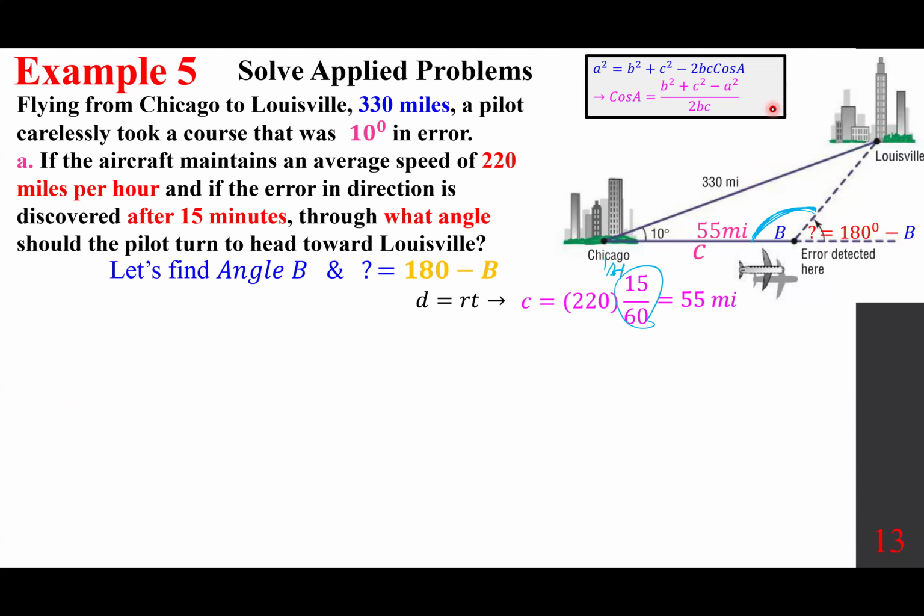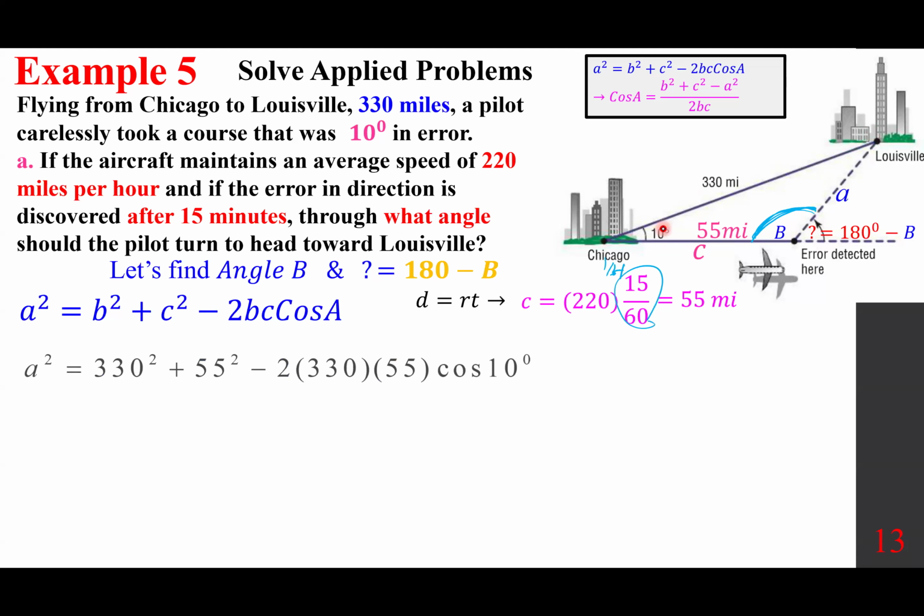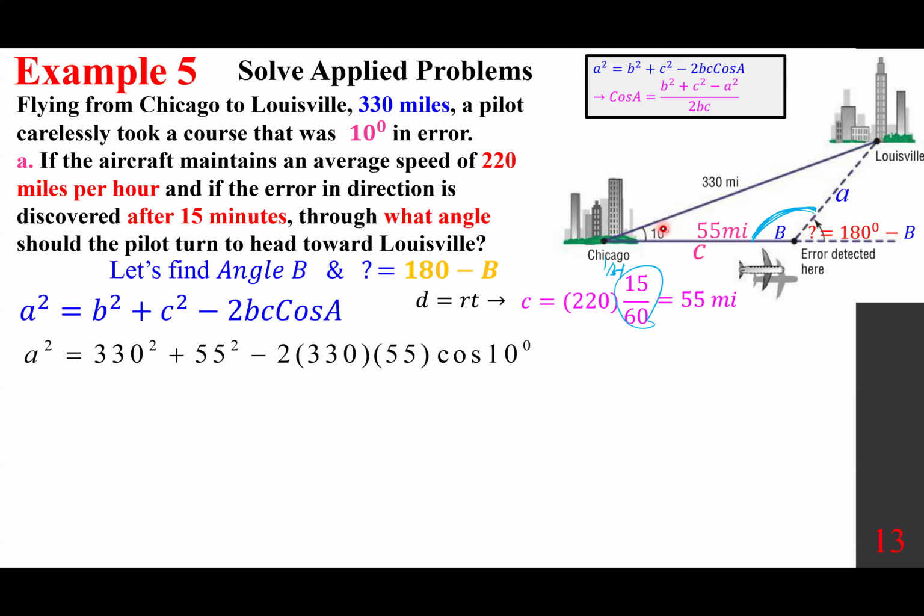So A squared equals B squared. So A, we call this A. A squared is B squared plus C squared minus 2BC cosine A. So that means this side, 330 squared, plus this side, 55 squared, minus 2 times the product of these two numbers, 330 and 55, cosine of the included angle, 10 degrees. And you just put it into a calculator, you take a root, and you find A. So there is a process, okay?